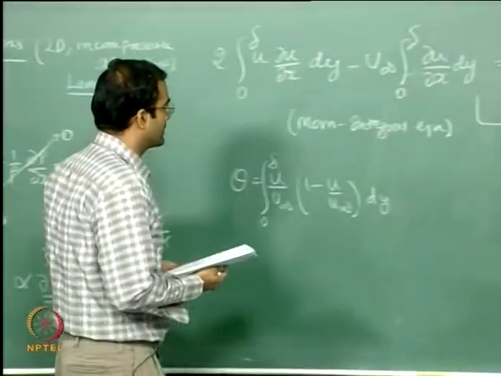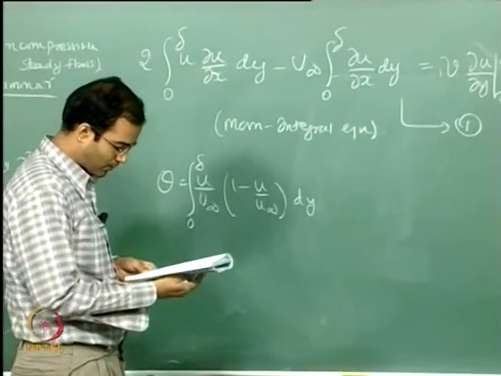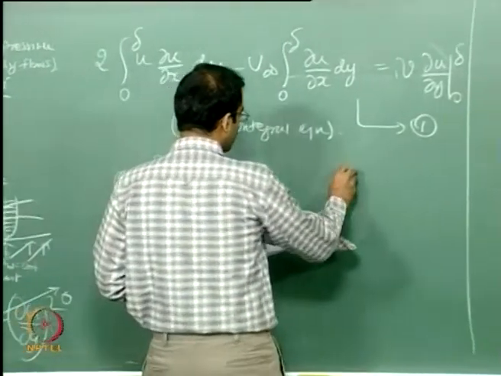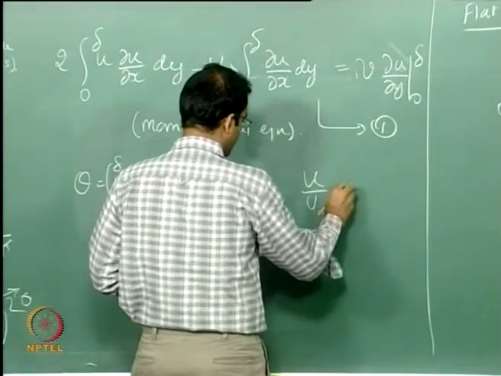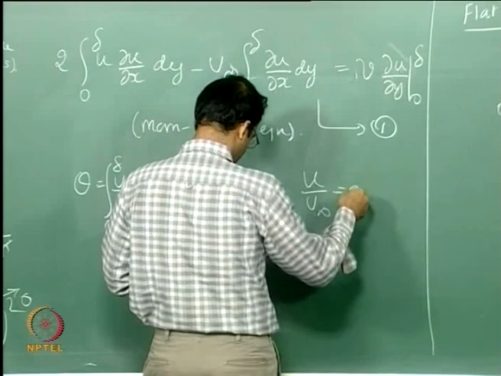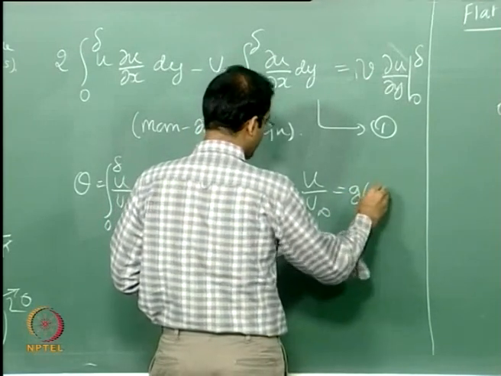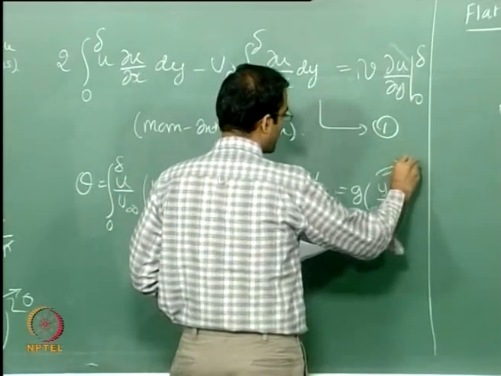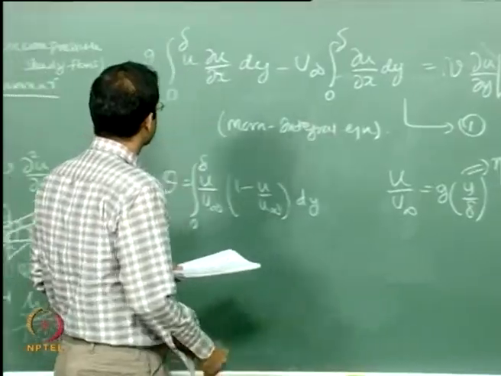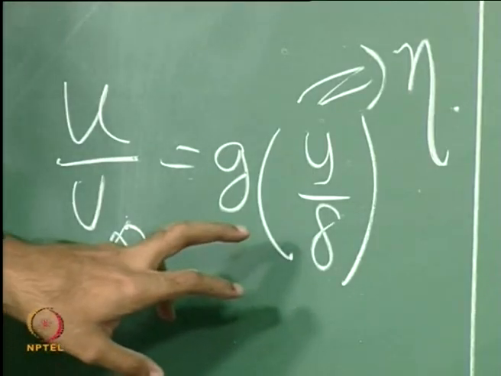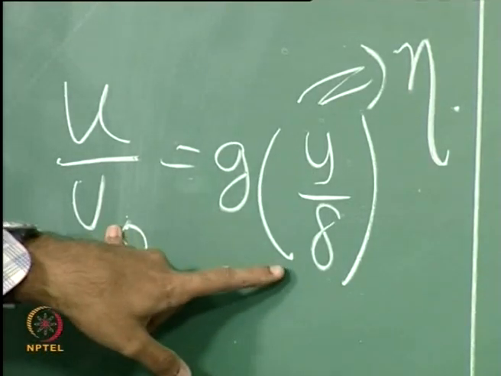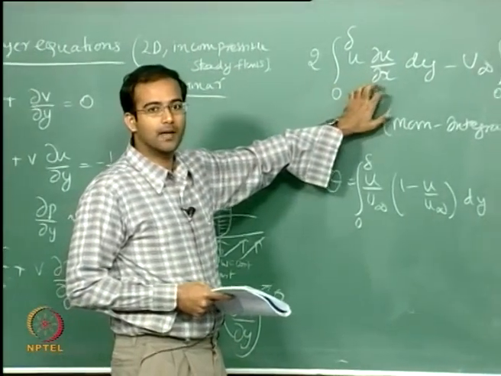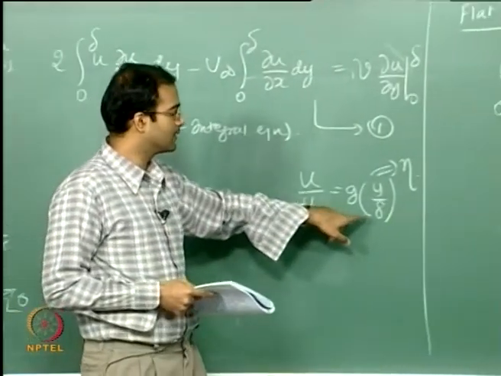Anyway, we are not interested in solving for the momentum integral right now. What we are going to do, we have already assumed that u by u infinity is a function g, which is a function of y by delta. This is nothing but my similarity variable eta. So I am going to plug in this particular form of solution which Blasius has assumed into this momentum integral. Why I am going to do all this is, finally I have to solve for delta.